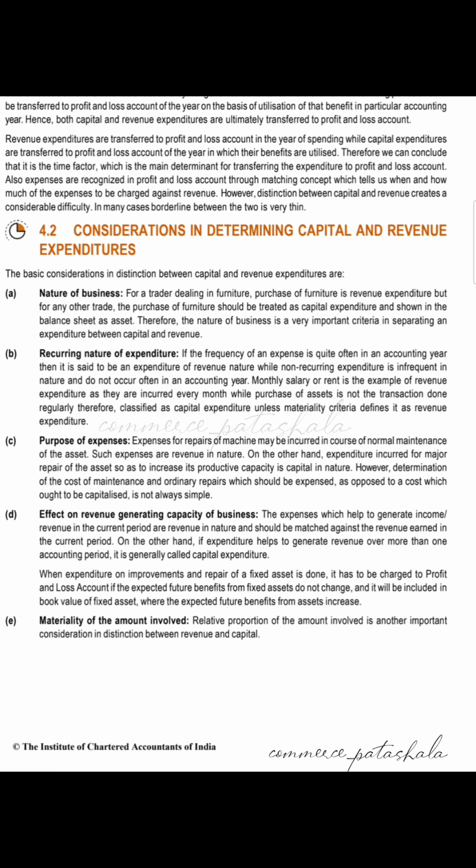For example, when expenditure on improvements and repairs of a fixed asset is incurred, it has to be charged to the P&L account itself if the expected future benefits do not change because of that expenditure. But if the improvement made to the asset is expected to give future benefits, then we will capitalize it to the asset value and write it into the balance sheet.